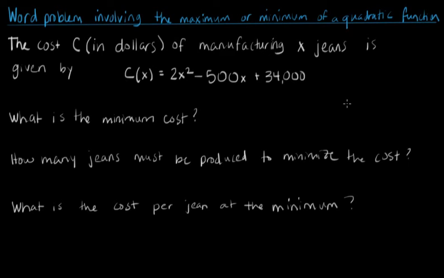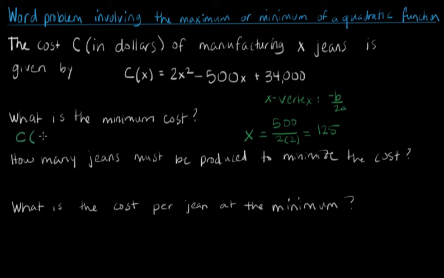Okay, so let's go ahead and start. So we know that in a quadratic function, the minimum happens at the vertex. So we need to figure out where the vertex is. Let's remember that the x-coordinate of the vertex is negative b over 2a. So x equals negative 500, so 500 over 2 times 2. So 500 over 4 is 125. So that's the x-coordinate of the vertex, but that's not the minimum cost, right?